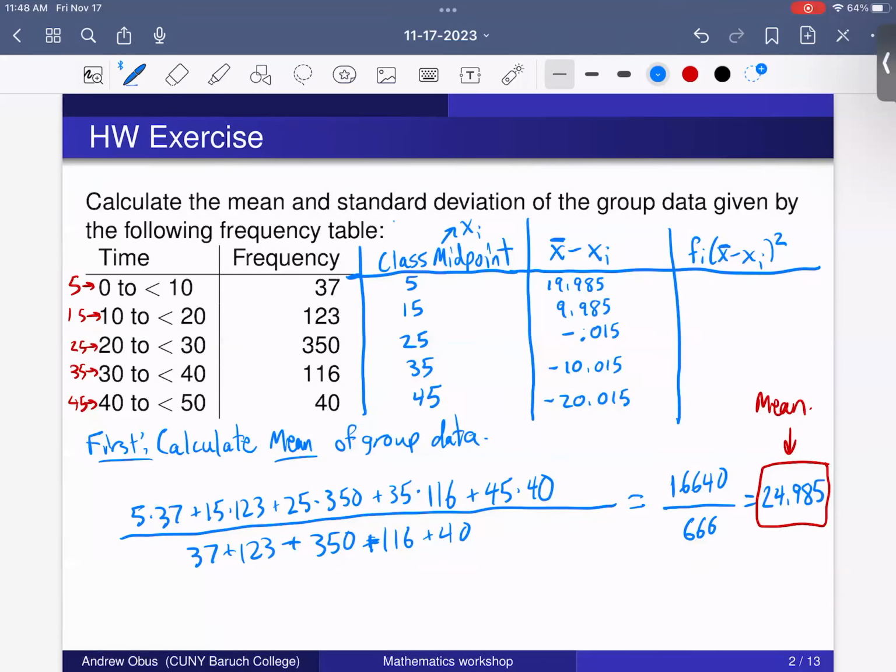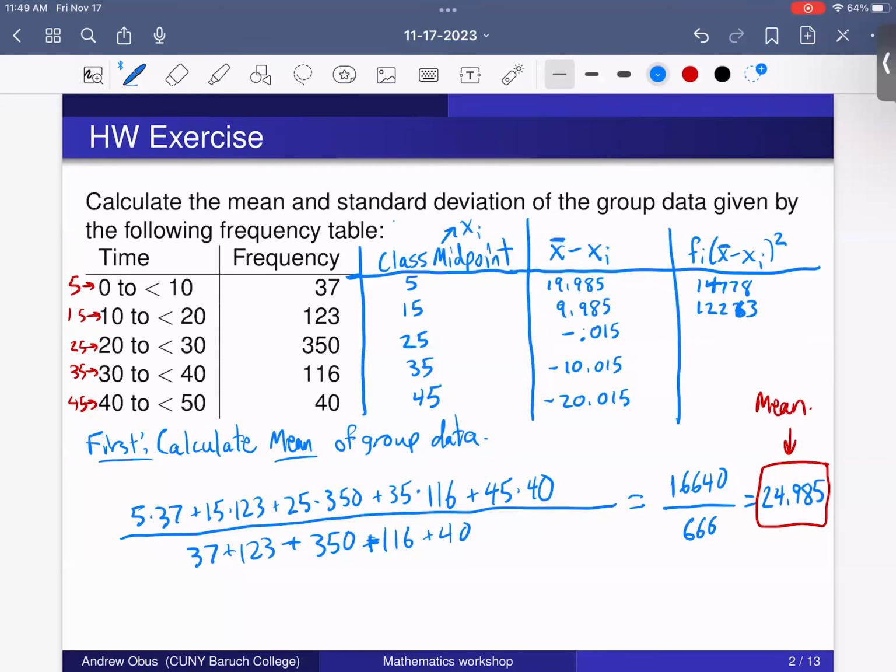So now over here, we have these new frequencies to calculate. Let me see what they are. I'm just going to have to do them out with a calculator. So we have 37 times 19.985 squared, which I'll just round to whole numbers: 14,778. And then for the next thing, 123 times 9.985 squared.